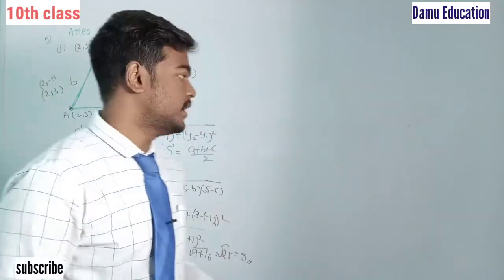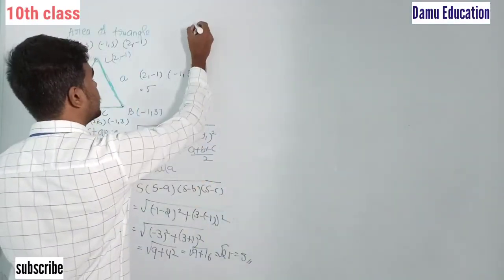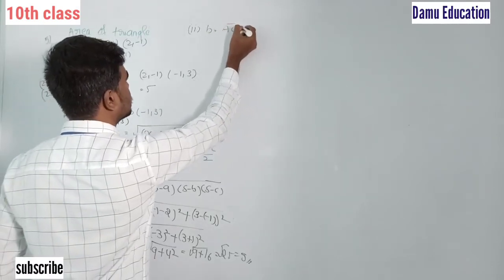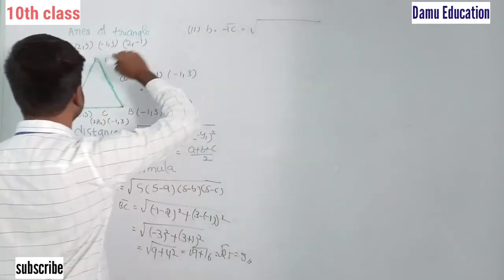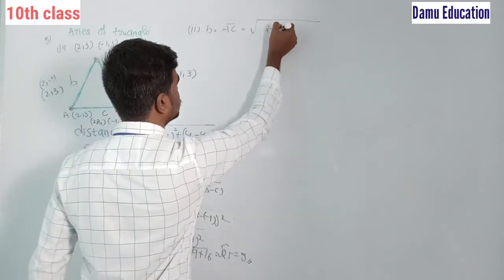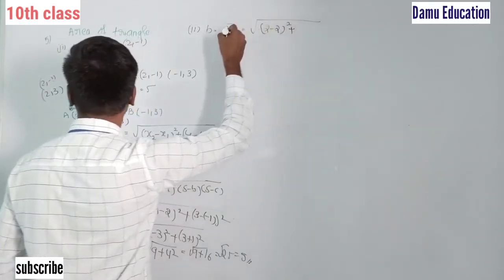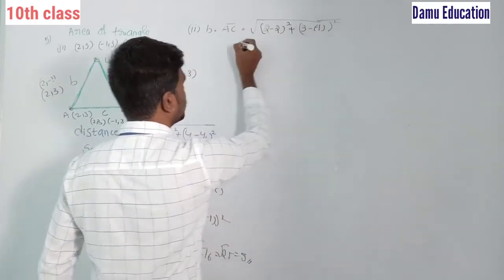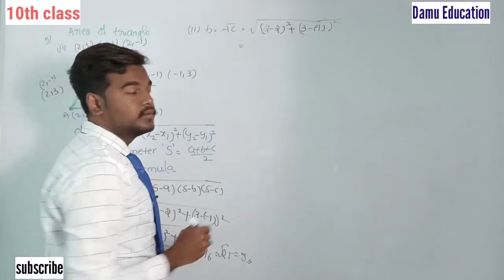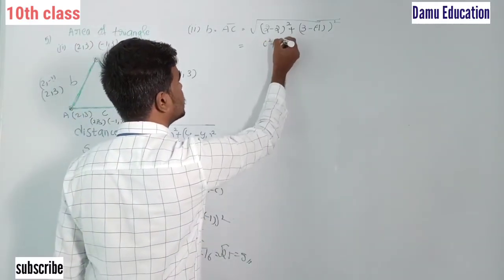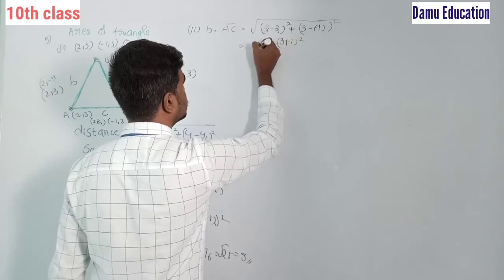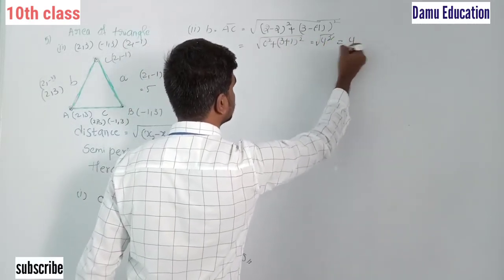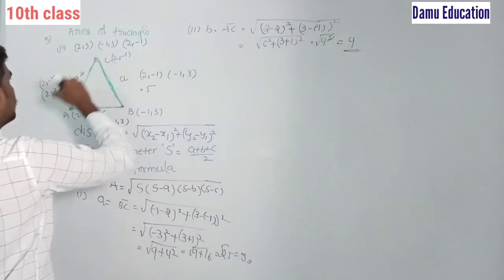Now we are going to calculate the second one, that is B. Small b will be equal to AC. AC will be equal to square root of x2 minus x1, 2 minus 2 whole square, plus y2 minus y1, 3 minus of minus 1 whole square. So what value will we get? 2 minus 2 will become 0 square plus 3 plus 1 whole square, that will be equal to square root of 4 square, that is equal to 4. So B is equal to 4.